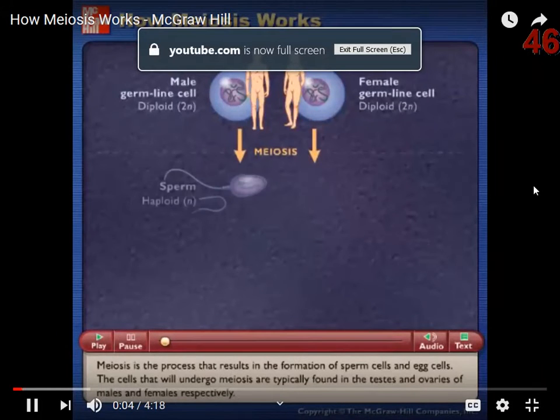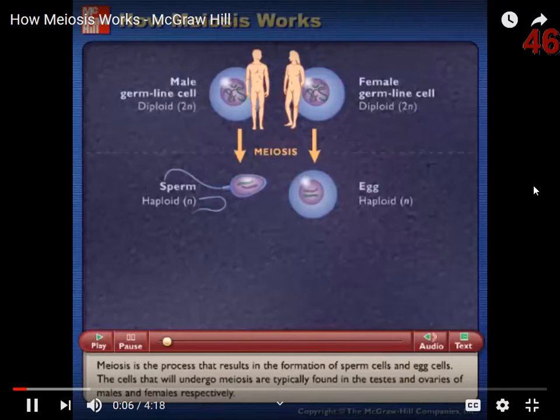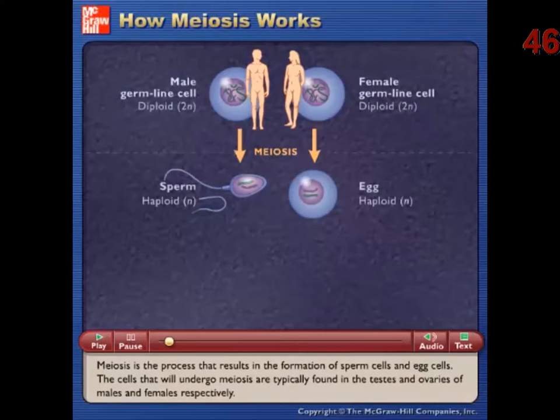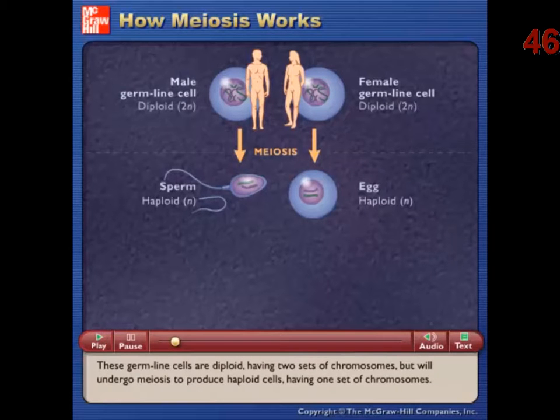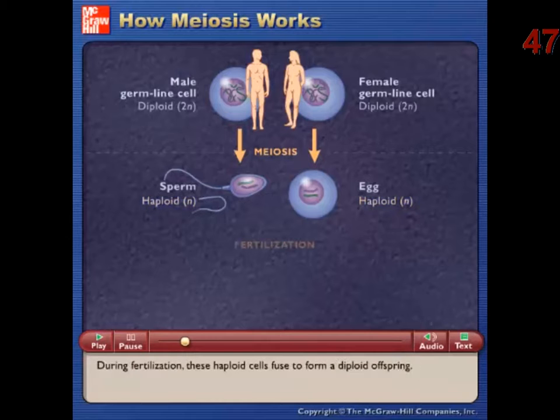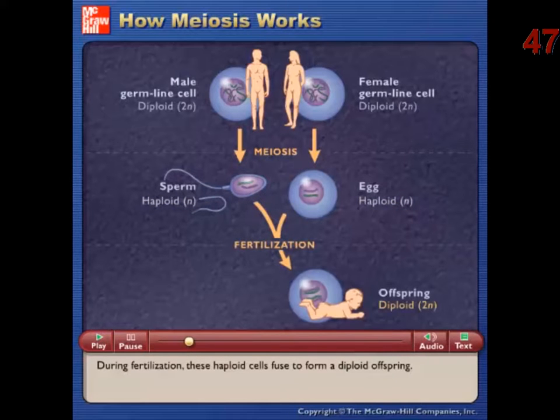Is the process that results in the formation of sperm cells and egg cells. The cells that will undergo meiosis are typically found in the testes and ovaries of males and females, respectively. These germline cells are diploid, having 2 sets of chromosomes, but will undergo meiosis to produce haploid cells, having 1 set of chromosomes. During fertilization, these haploid cells fuse to form a diploid offspring.